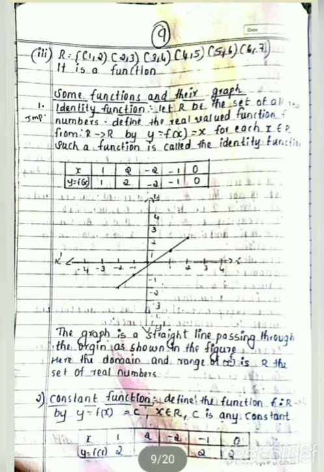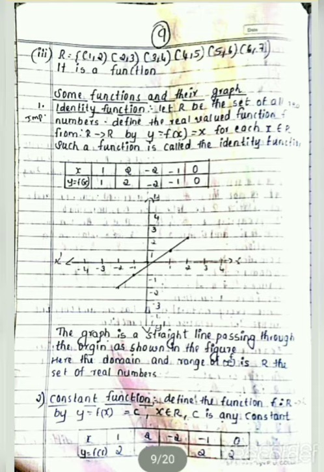So the graph is a straight line passing through the origin. What is its domain? Domain means the set of all first elements. See there, the set of all values on the x-axis. The graph covers all the values of x, which means the domain is the set of real numbers. And what is the range? On the y-axis also the graph covers all the real numbers, so the range is also the real numbers. So domain and range are the set of all real numbers.